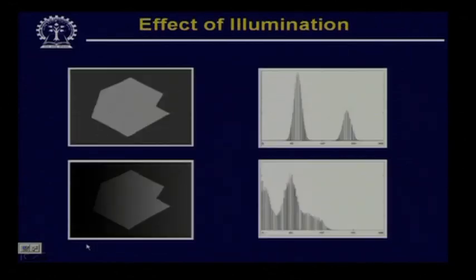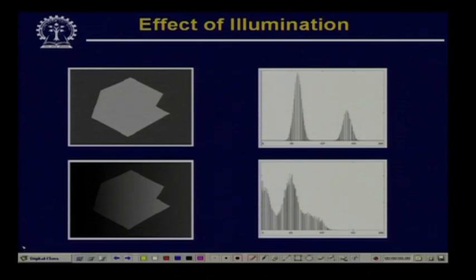In this particular case, on the top we have an image, and if I plot the histogram for this image, it will be as shown on the right hand side. Clearly, this histogram is a bimodal histogram, and these two modes are separated by a deep valley. So, for such a histogram, I can always choose a threshold inside the valley and segment this image successfully. But what happens if the illumination is not proper?